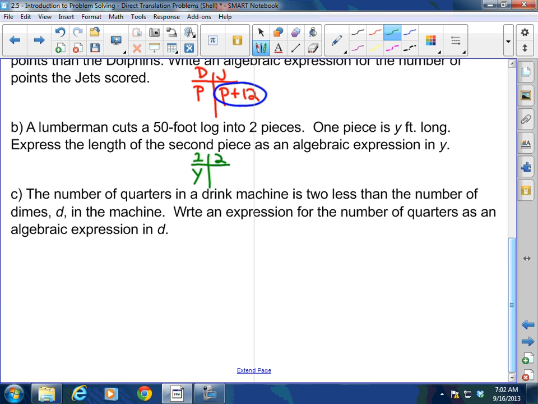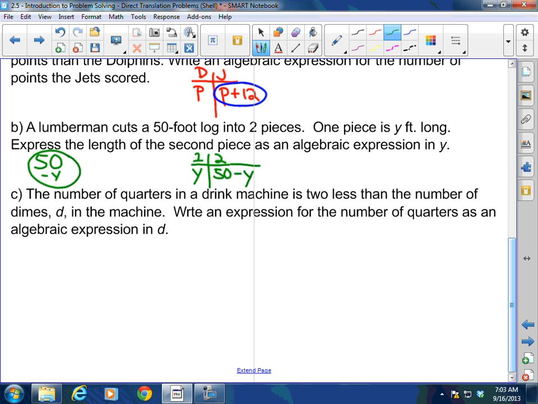Well, let's think about this. If you've got a 50-foot log, okay, and you cut out one piece that is y feet long, aren't you subtracting that y from the 50? So what's going to be left? Your second piece will be 50 minus y.